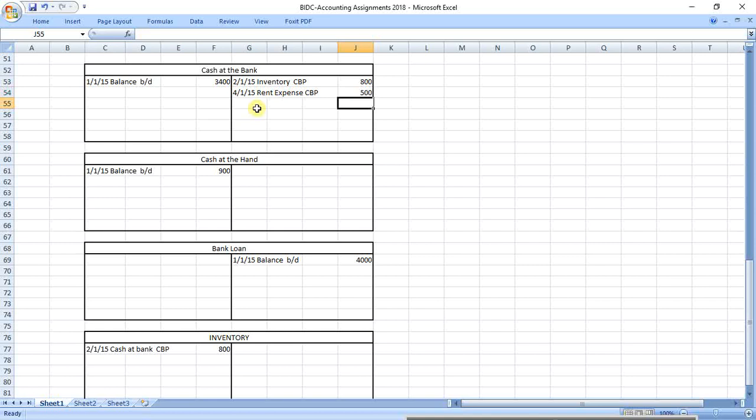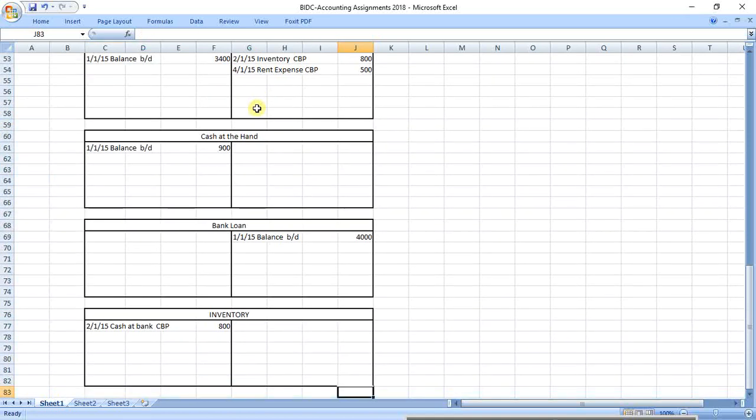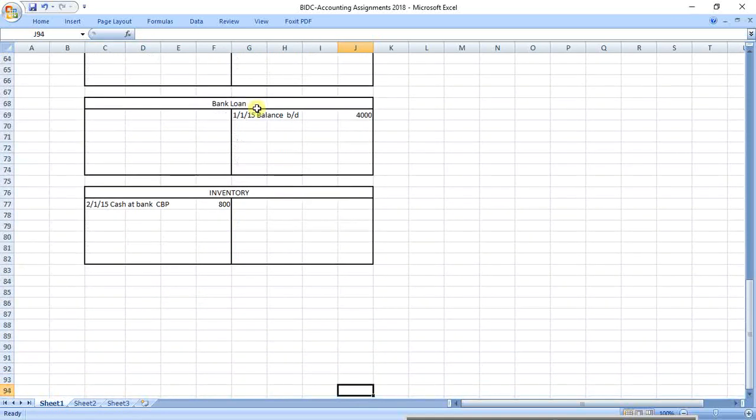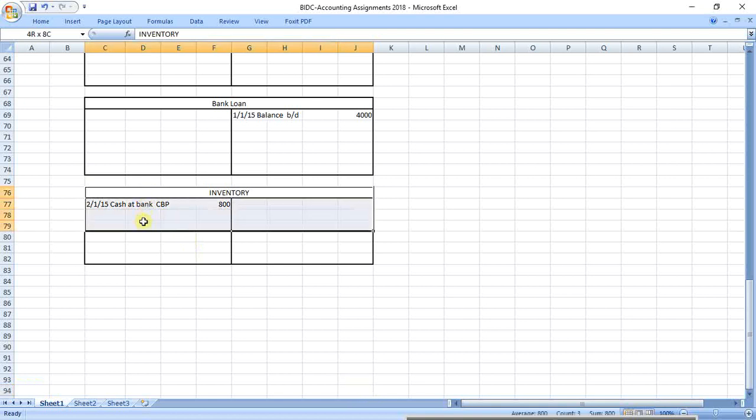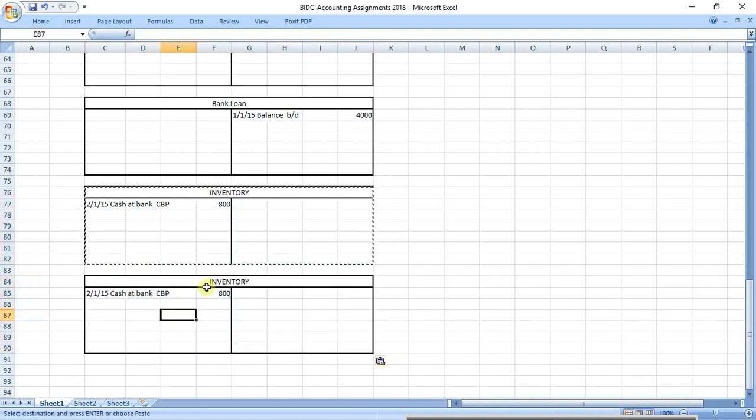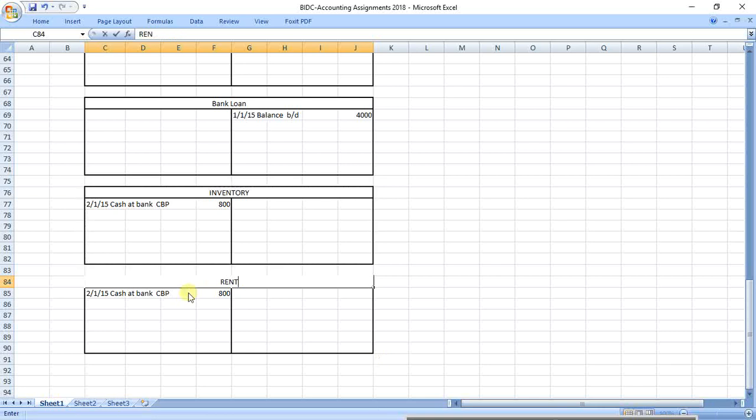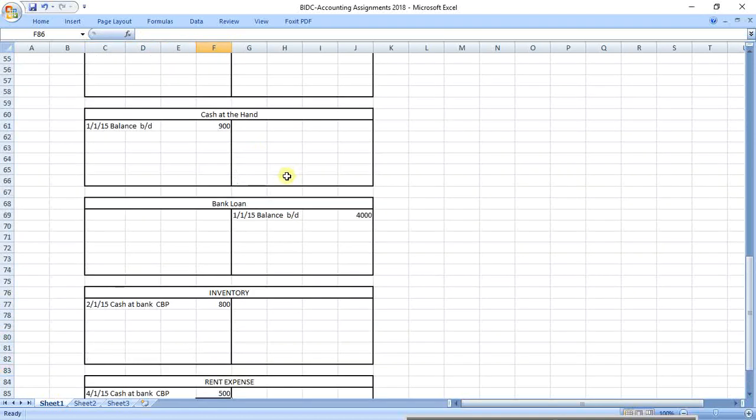What's next? So should I draw up your rent expense? Definitely. Good. Just rent or rent expense? Rent expense. Specify what type of account it is, because rent expense or rent paid or received, it's two different things. So rent expense is an expense, and this would have been on the 4th, cash at bank, CBP, and the 500. Right, so every debit has a credit.